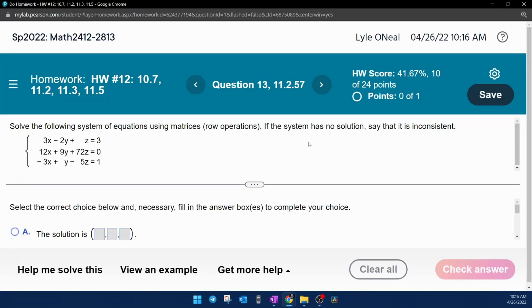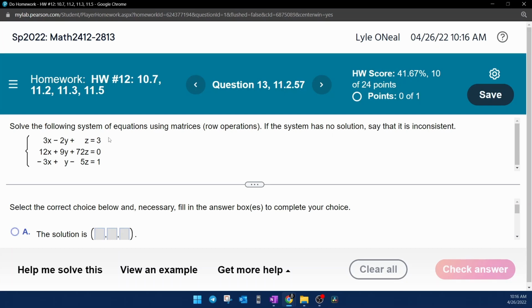Question 13 from our Precalculus homework number 12 in MyLab Math. They want us to solve the following system of equations using matrices with row operations. It says that if the system has no solution, say that it is inconsistent.